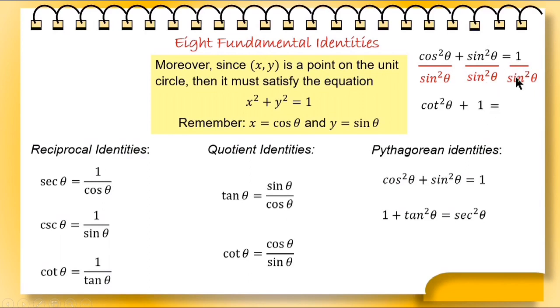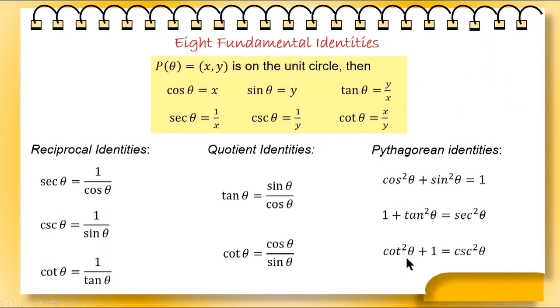Equals cosecant squared theta. 1 over sine squared theta is equal to cosecant squared theta. Recall that sine is the reciprocal of cosecant, or cosecant is the reciprocal of sine. So we have another identity, cotangent squared theta plus 1 equals cosecant squared theta. These three identities are called Pythagorean identities.